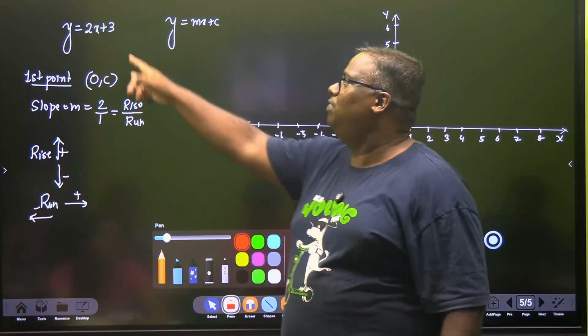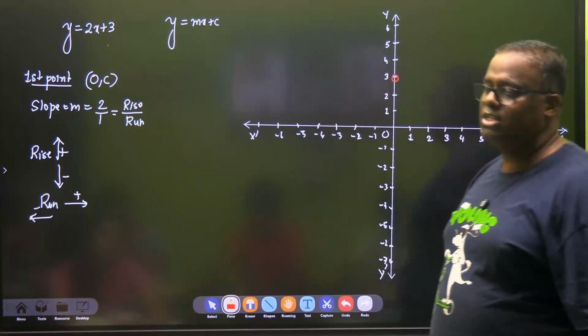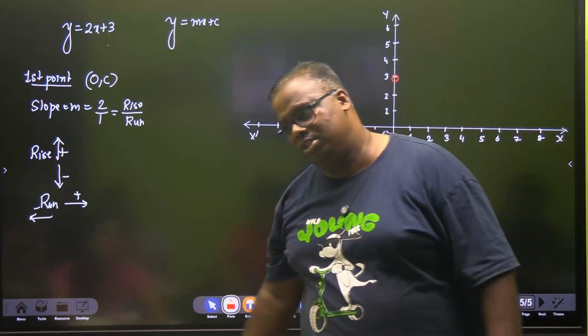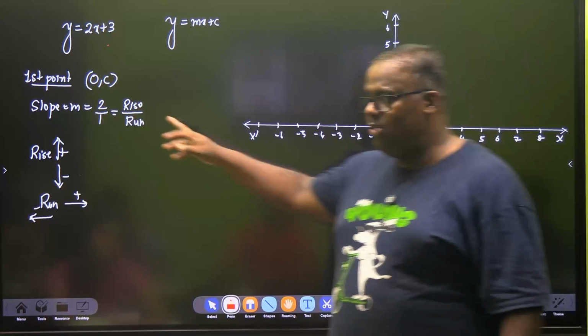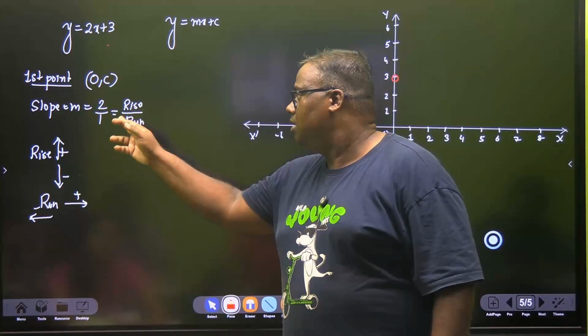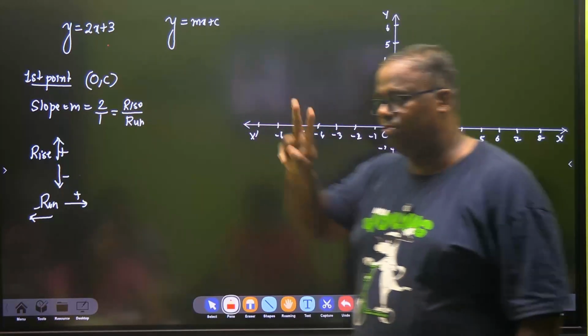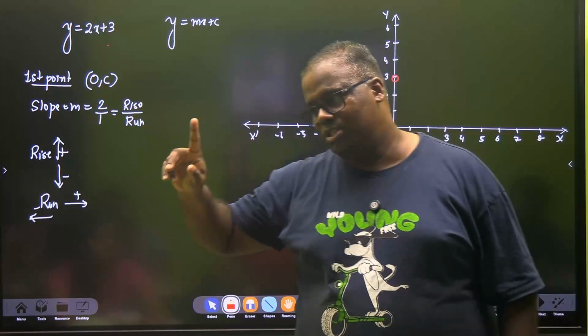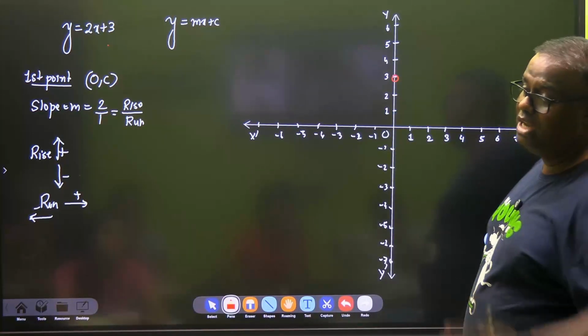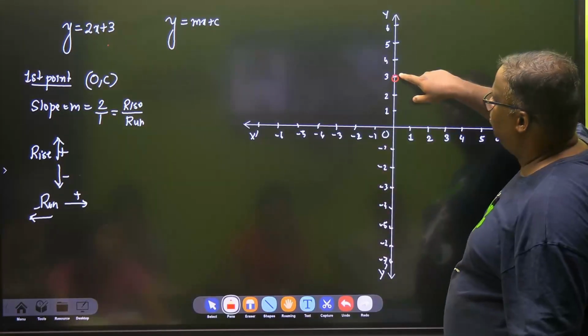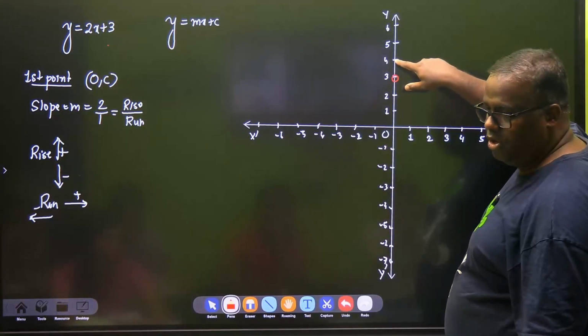What is my slope value in this equation? 2x plus 3. 2 is the slope. 2 is a positive number. 2 can be written as 2 by 1. 2 by 1 means my rise is 2 positive, and run is 1 positive. But from where? From where you plotted your first point. So let's rise 2 positive. From 3, 1, 4, 1, 5.